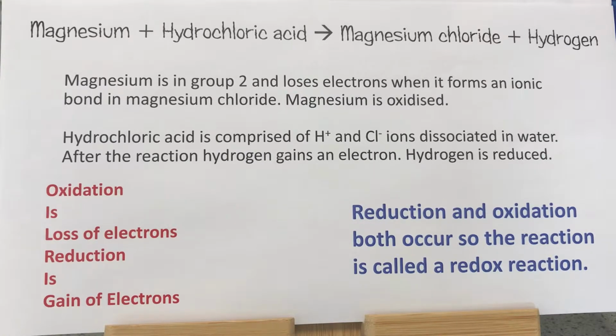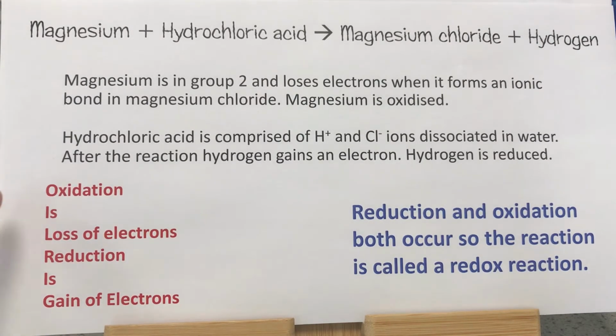Quick reminder that hydrochloric acid is actually hydrogen chloride in water, and when it goes into that water, it dissociates. So they split up and become separate ions, H+ ions and Cl- ions. So we've got these positive hydrogen ions floating around in the water of the hydrochloric acid, and as that becomes hydrogen gas, it actually gains an electron back, and we say that the hydrogen has been reduced because reduction is gain of electrons.